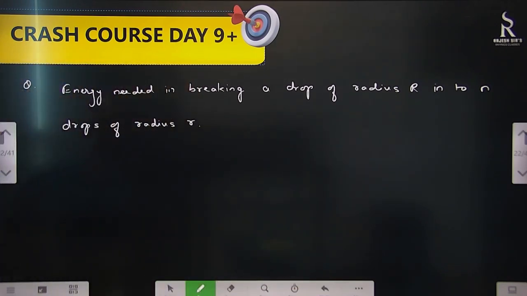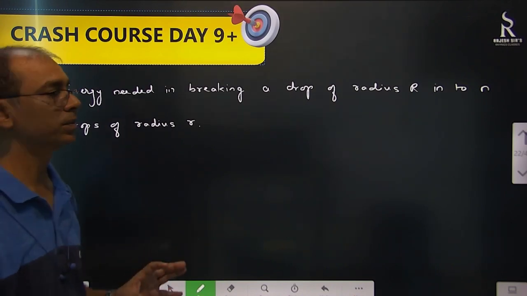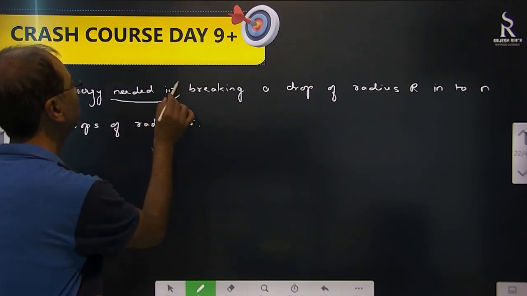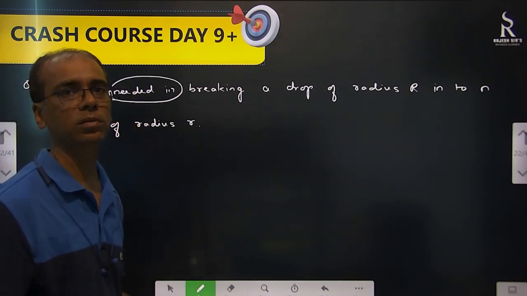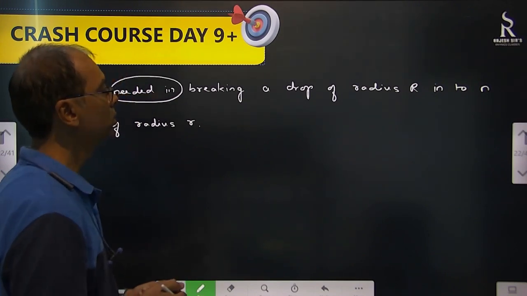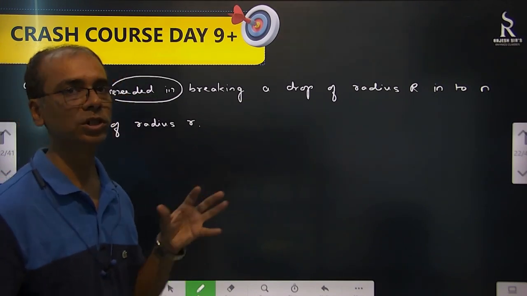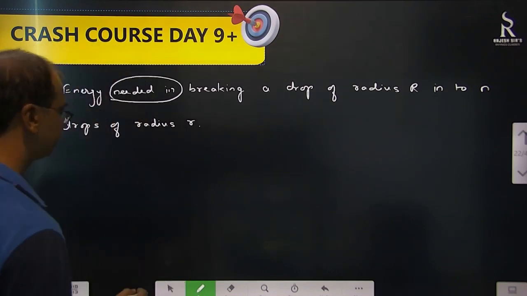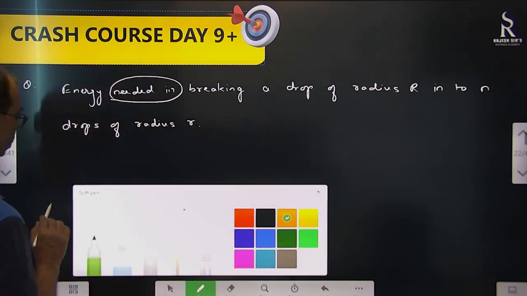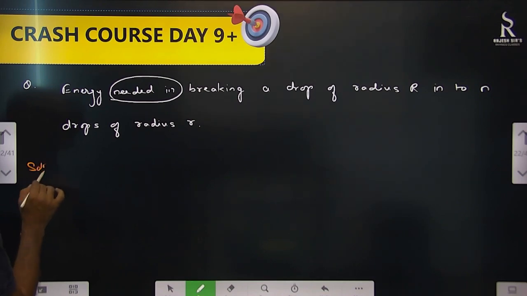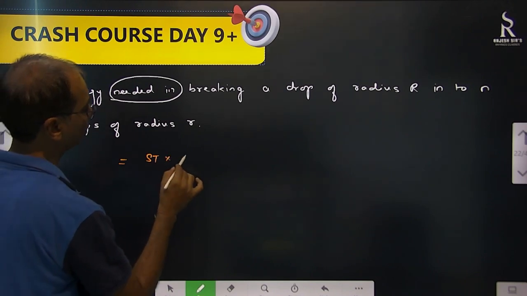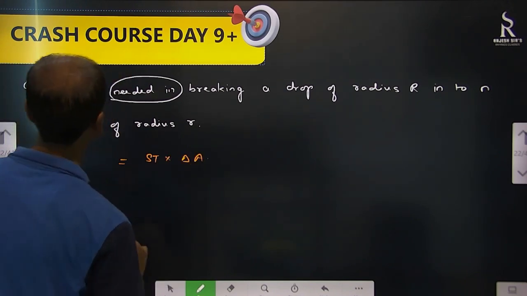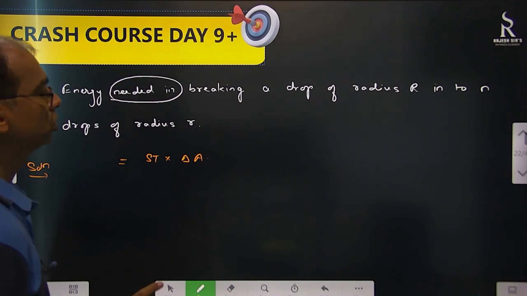Then one more question is there for you. Energy needed in breaking a drop of radius R into n drops of radius r. Now again, when you say energy needed, energy means it's a form of work done only. We have studied already work done, the work energy theorem, work can be converted into energy. So here also we are talking about surface tension into change in area. Let's see. So energy needed, I am just writing here first, surface tension into change in area. We'll see what is happening. What it says: energy needed in breaking a drop. So one big drop is there.